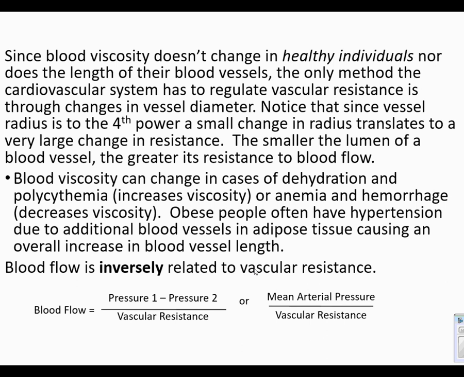Blood viscosity is not typically going to change, but it will in response to things like dehydration and polycythemia. Remember, polycythemia is like when people blood dope. They have too many red blood cells, and their viscosity is going to go up. Anemia, which is where they have too few red blood cells. Hemorrhage, they just have too little blood. They've bled. That's what hemorrhage is. That decreases viscosity. And then obese people, so people that are heavily overweight, often have hypertension. What's hypertension? High blood pressure.